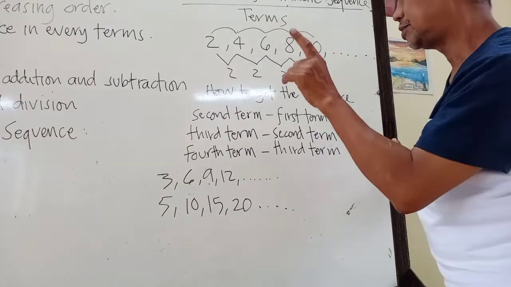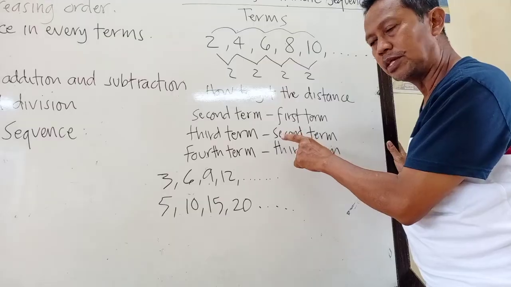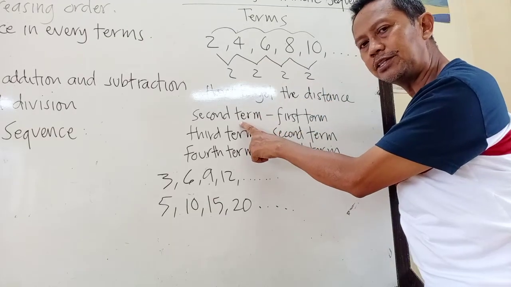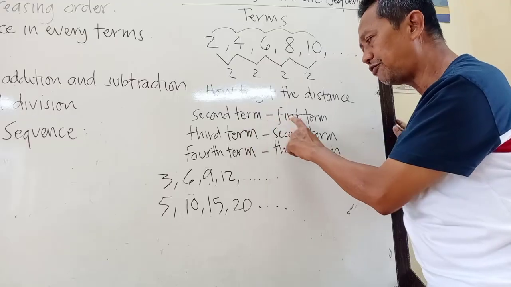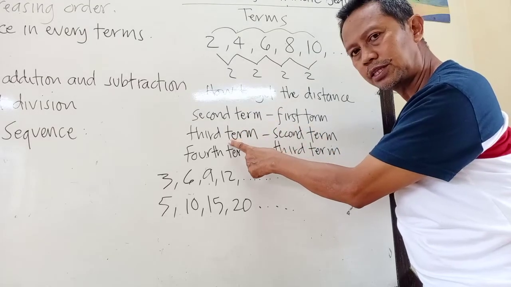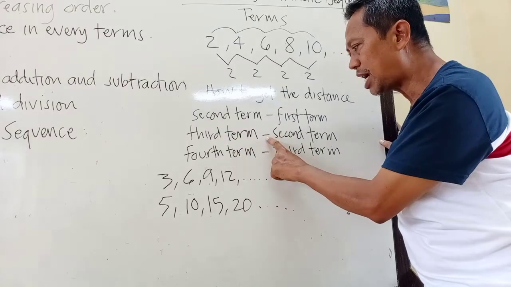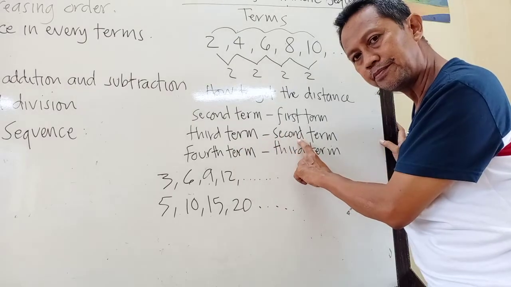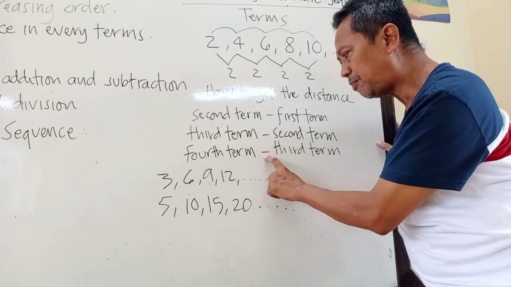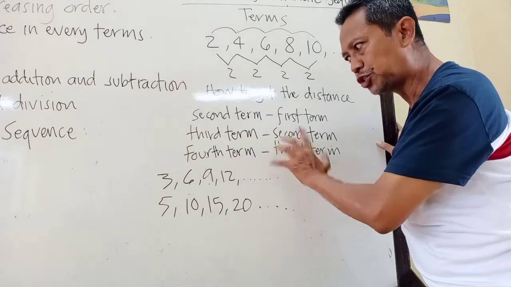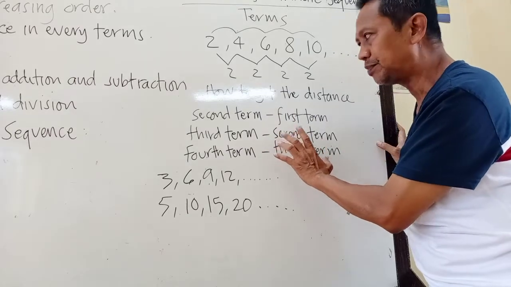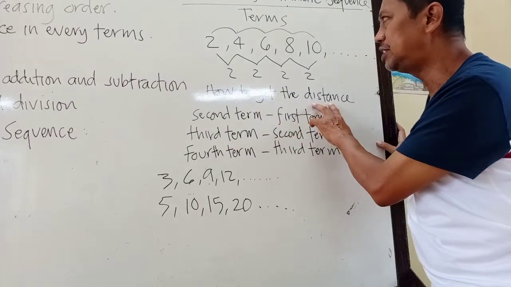Take note of this. In getting the distance, you take the second term and subtract the first term. Or you get the third term and subtract the second term. Or the fourth term, subtract the third term, and so on and so forth. So that will be the pattern in order to get the distance.